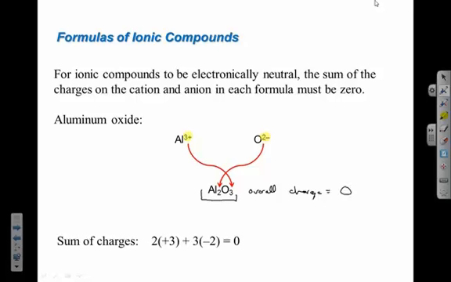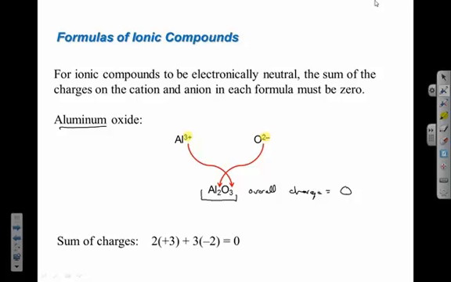The sum must equal 0 for the overall charge. So if I have aluminum ions, I find aluminum on the periodic table. It's right here. To make the noble gas configuration, it needs to go from 13 to 10. It needs to lose 3 electrons. So that means I'm starting with aluminum 3+. Oxygen ions are 2 away from a noble gas, but they need to pick up 2 electrons. So they will have a 2-.